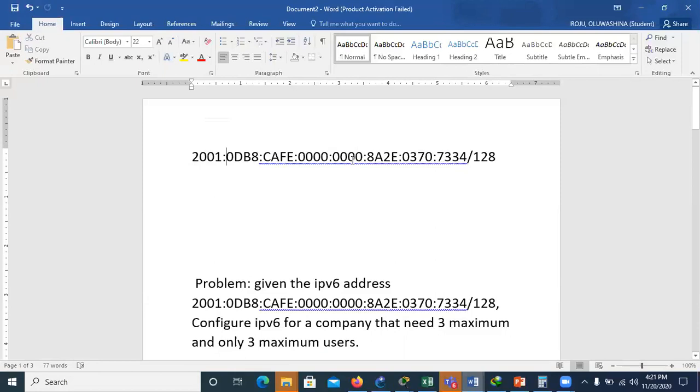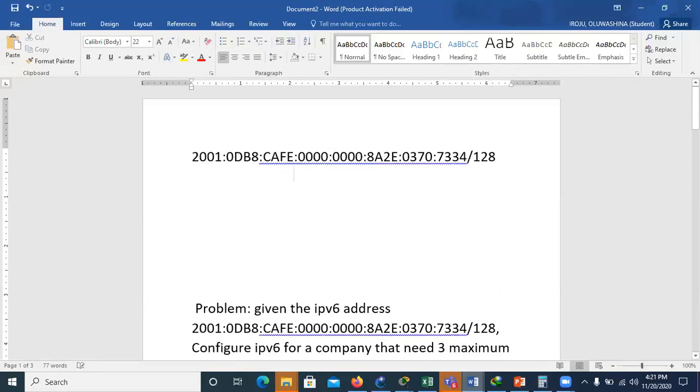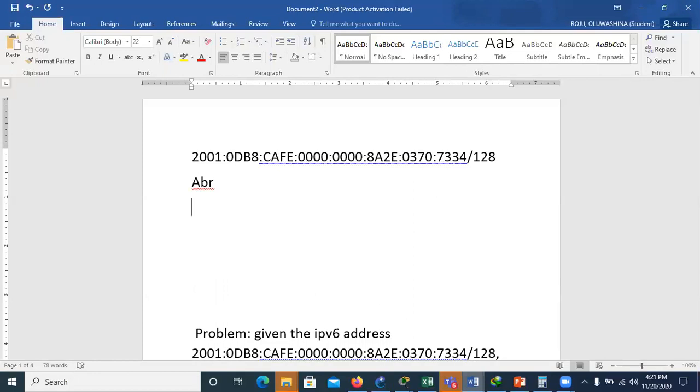What do you have to do to this? All you have to do is remove the leading zeros. Let's try it. So, abbreviate. You have 2001. This is a leading zero. Remove the zero. That gives us DB8. CAFE, because there's no zero. This 0000, multiple zeros, all you have to do is pick one: 0. Then 0.